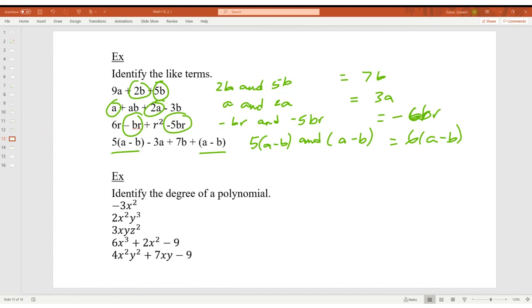First, let's identify the degree of a polynomial. First I will talk about a term. So, degree of a term first. If you have a single variable like x by itself, no other variable, it's just the highest exponent. Just the highest exponent is the degree.